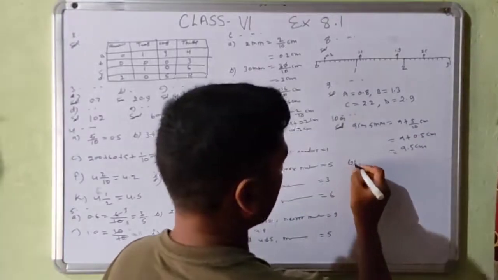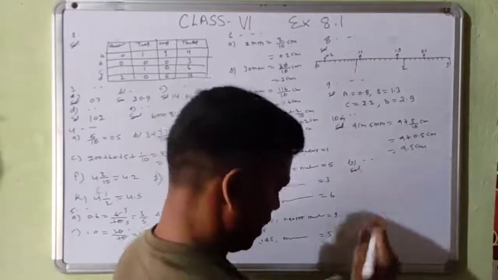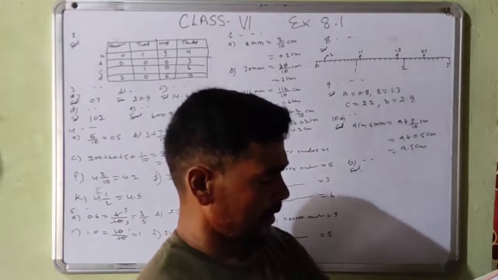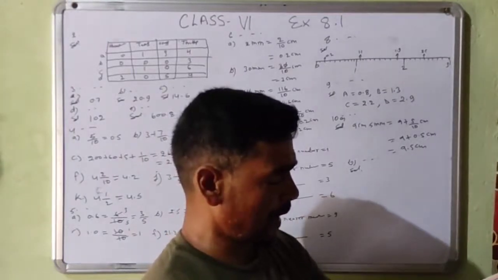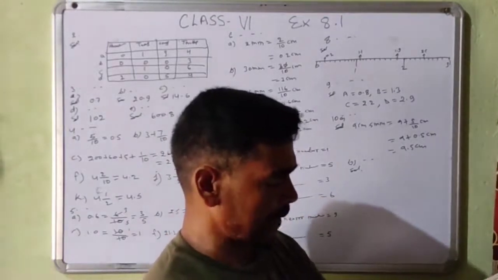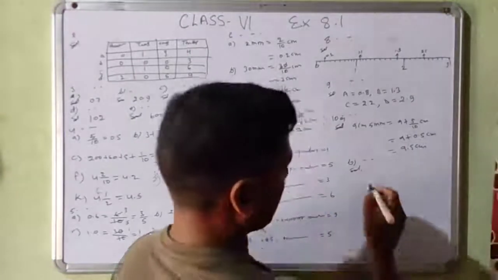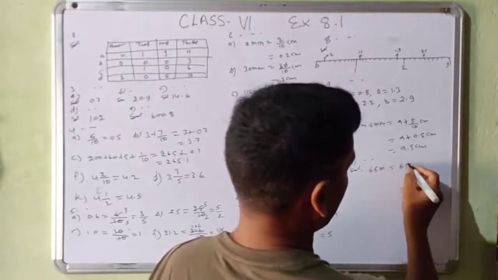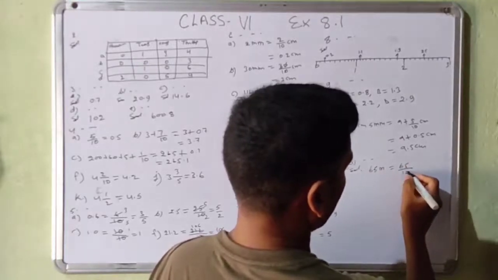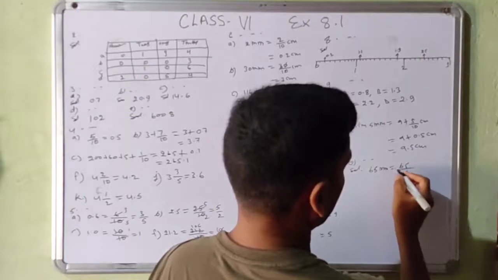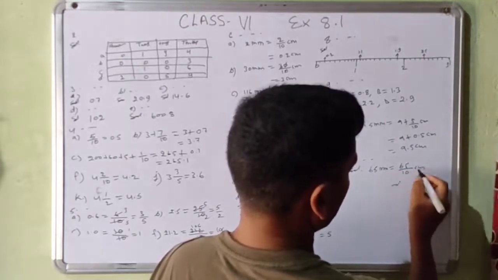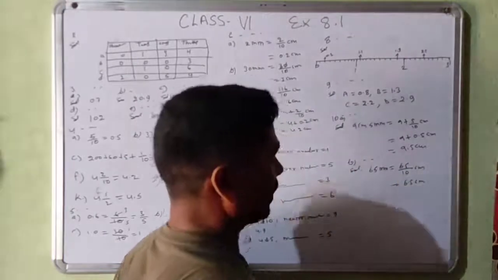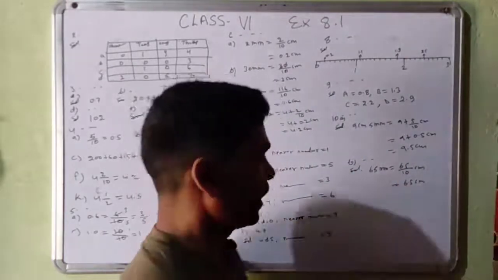And then B part, the length of a young gram plant is 65 millimeter. Express its length in centimeter. So 65 millimeter is equal to 65 upon 10 centimeter, which will be 6.5 centimeter after dividing 65 by 10. Okay.